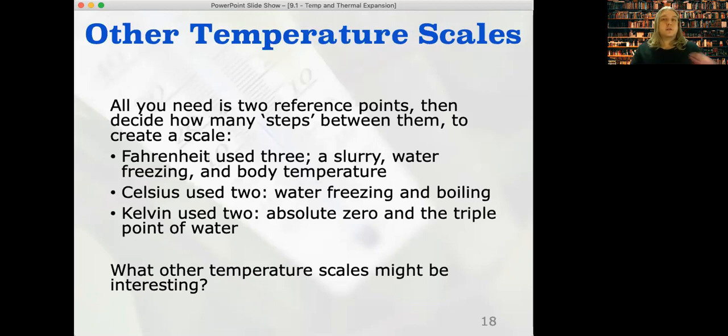As I said, 2 temperature points, 2 reference points, choose how many steps between them. There's a temperature scale. We've got Fahrenheit, we've got Celsius, we've got Kelvin. What other temperature scales might be interesting?